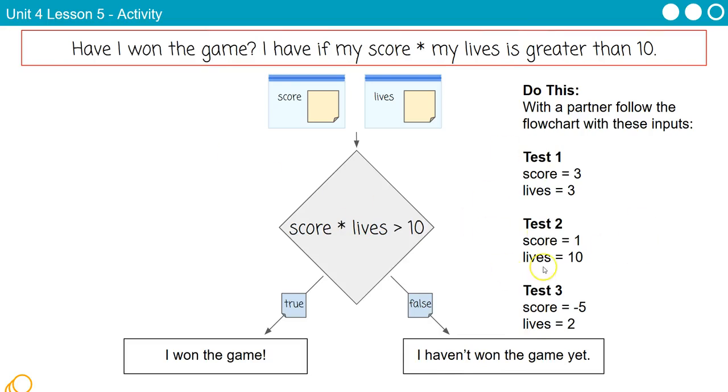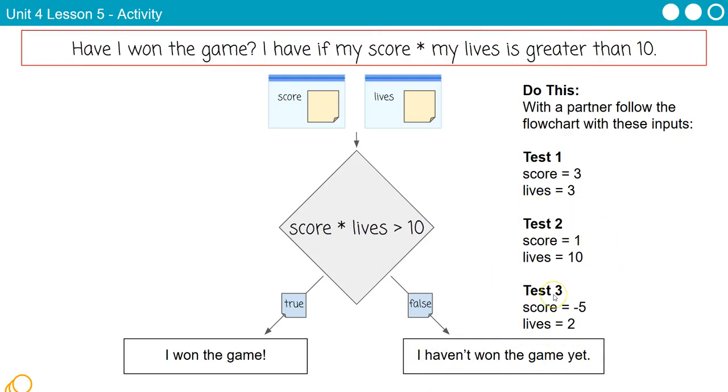So on this one, they give you some tests. If you were in class, I would have you run through these with a partner. We're just going to do test 1. So we know score is 3 and lives is 3. So I have score of 3 times lives 3. 3 times 3 is 9. 9 is not greater than 10, so I have not won the game.